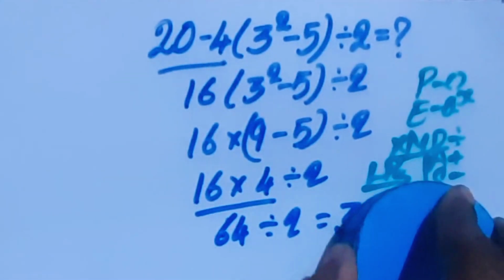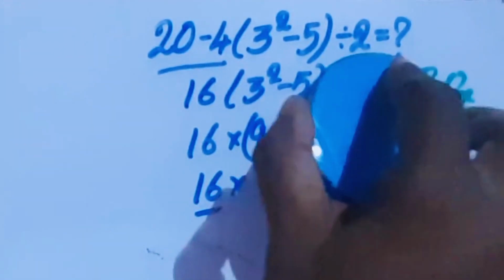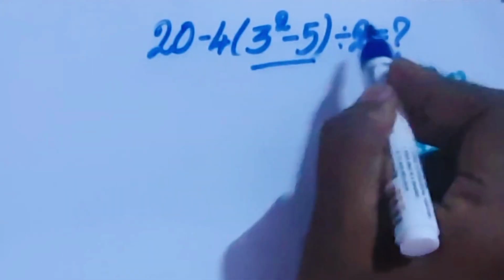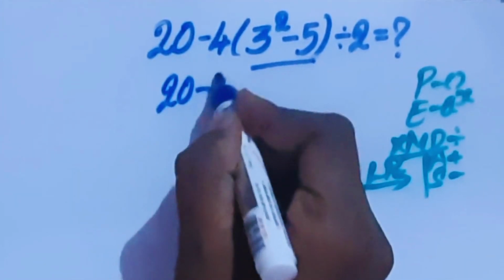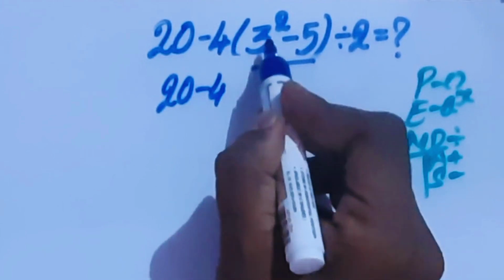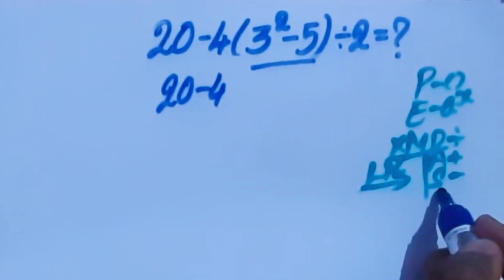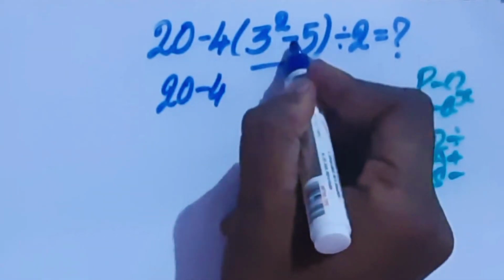Now we are going to solve this problem in the correct way by using this order of operations PEMDAS. Here, as per this order of operations PEMDAS, the bracket is higher priority, so we have to do this bracket before this operation. Here 20 minus 4, inside the bracket we have two operations. One is exponent, other one is subtraction. Here the exponent is higher priority than the subtraction, so we have to do this exponent before the subtraction.